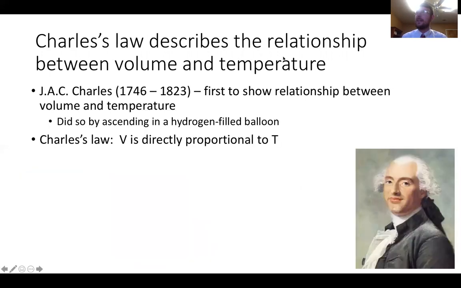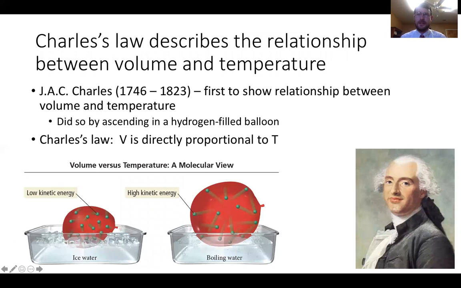So then what did Charles describe? Charles described a relationship between volume and temperature, and this is a direct relationship. He figured it out by ascending in a hydrogen-filled balloon, the precursor to our hot air balloons, and he did it to ascend.